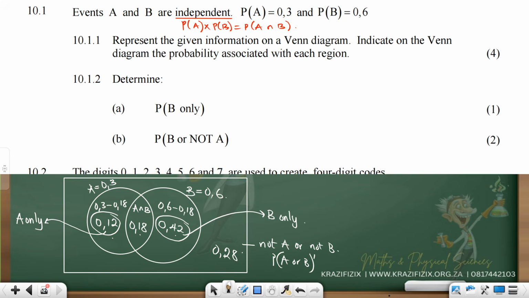B, not A. What did you say? It is B, but we don't want it to be what? No, B or not A, rather, sorry. B or not A.